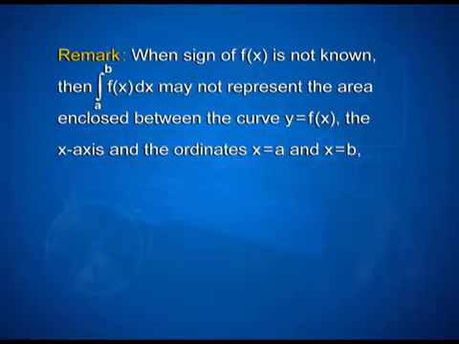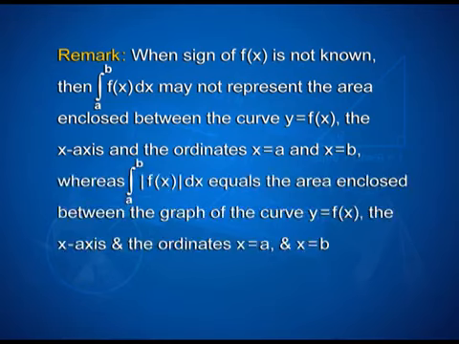Here is an important remark. It may be noted that when the sign of f(x) is not known, then integral a to b f(x) dx may not represent the area enclosed between the curve y = f(x), the x axis and the ordinates x = a and x = b, whereas integral a to b modulus f(x) dx equals the area enclosed between the graph of the curve y = f(x), the x axis and the ordinates x = a and x = b.